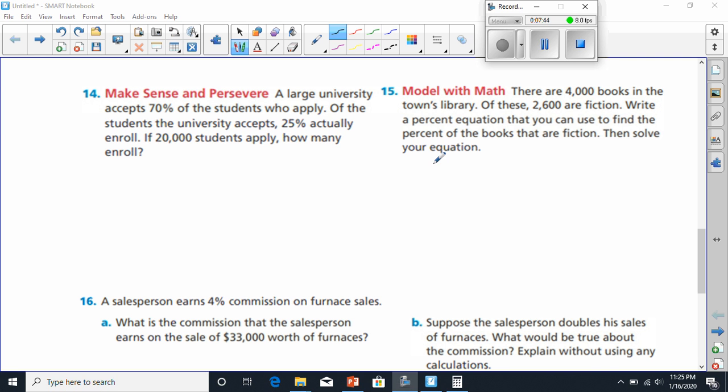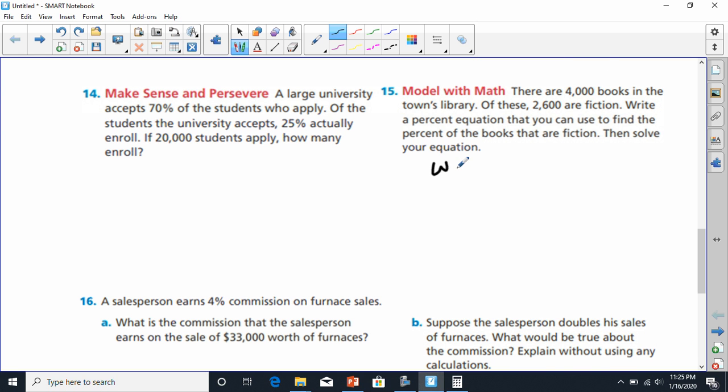Usually what we have is the whole times the percent equals the part. If we fill in all these spots, the whole would be 4,000. There's 4,000 books. We're going to multiply that by the percent, and that has to equal the part, which is 2,600 books.